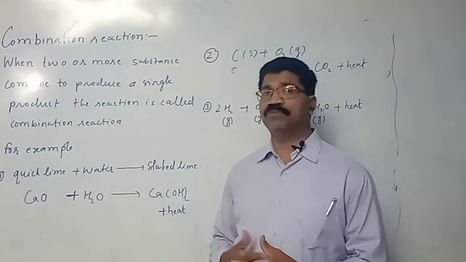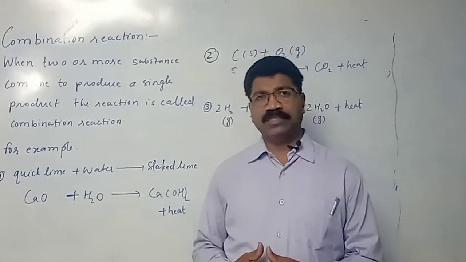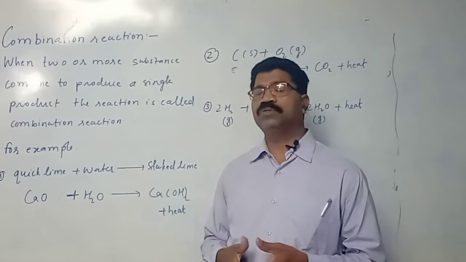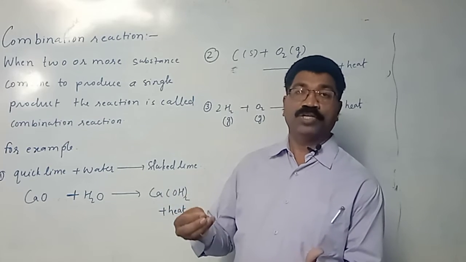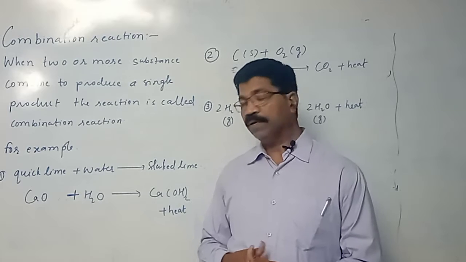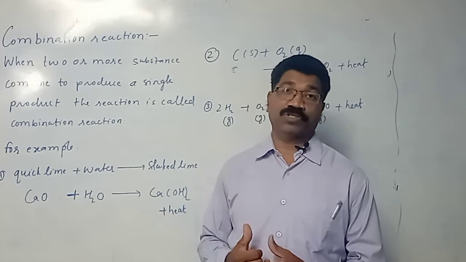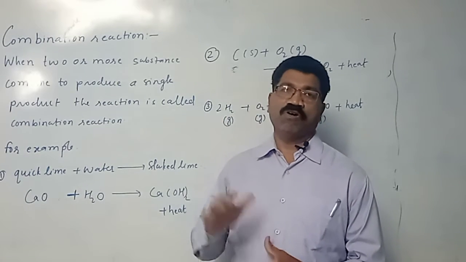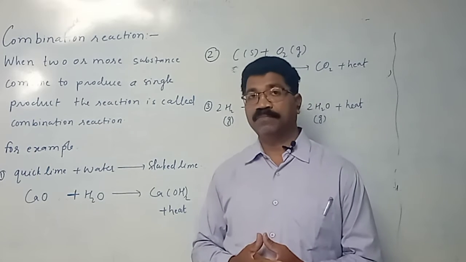Now this reaction is clearly known to you. In old days, when the modern paints were not available, what were people doing? They would take quicklime, add it into water and whitewash the houses. Now Ca(OH)2, calcium hydroxide, is a strong base. That's why when it is applied on the walls, the microorganisms present on the wall will be killed.